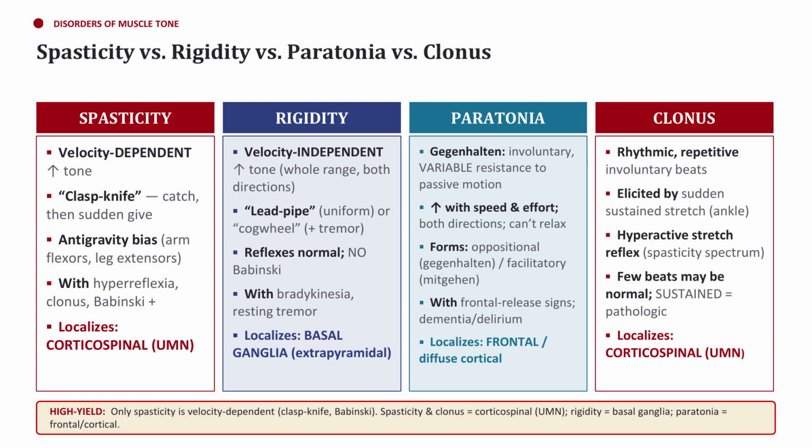Paratonia, or Gegenhalten, is an involuntary variable resistance that rises with speed and effort, seen in frontal and diffuse cortical disease. And clonus is simply the rhythmic extreme of the spastic, hyperactive stretch reflex. The single discriminator to carry away: only spasticity is velocity dependent, and only the corticospinal signs come with a Babinski.